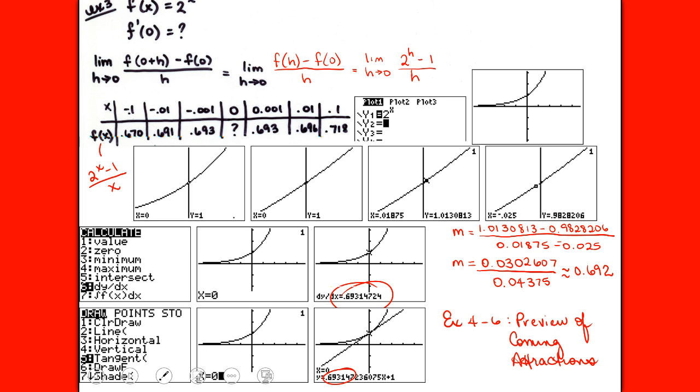Example number 5. AP loves for us to interpret our results. Okay, you just got this answer. What does that mean? What does that represent? What did you just find? So let's look at example number 5.